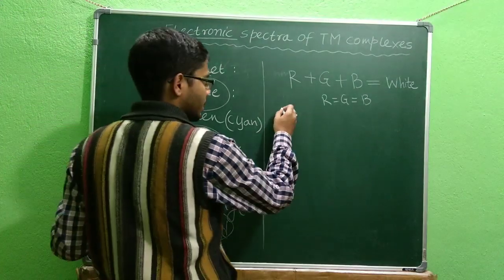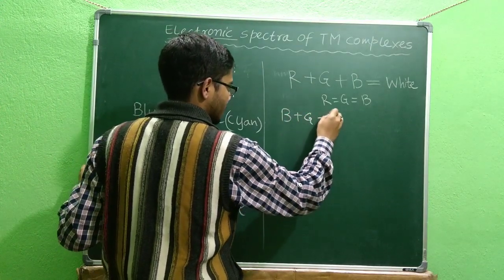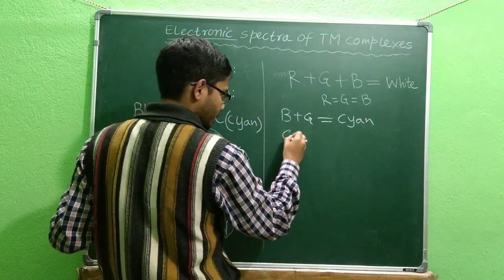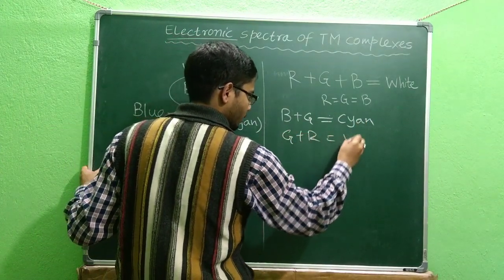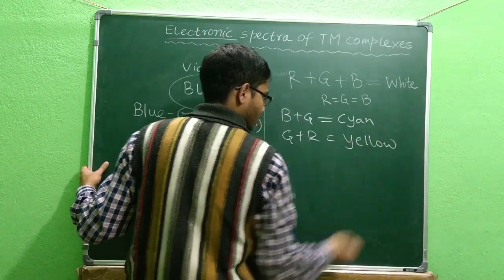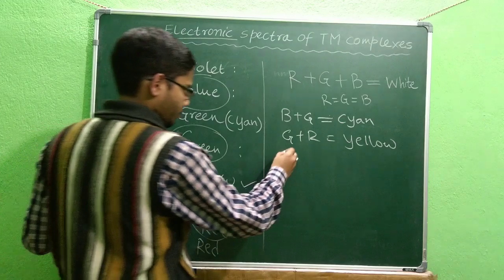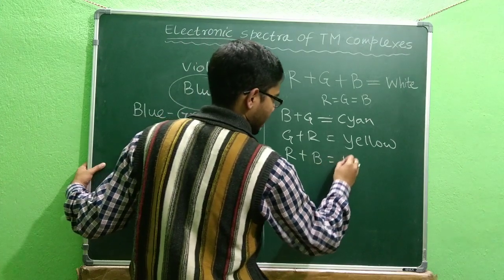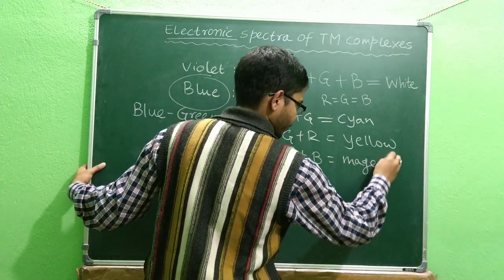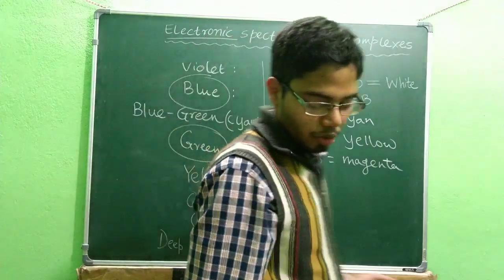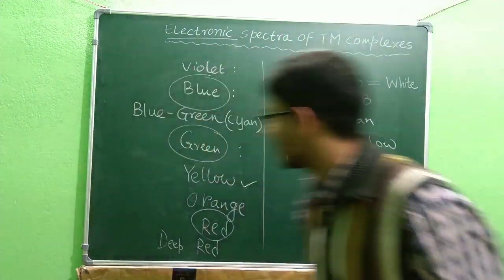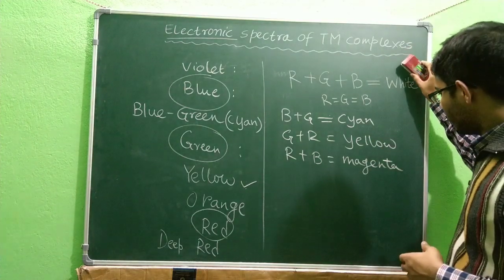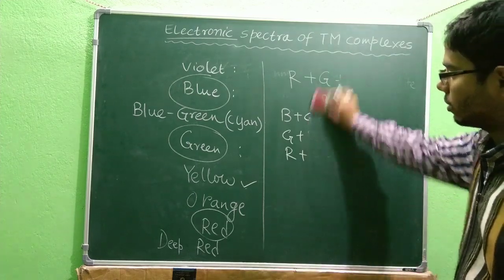So blue plus green will give you cyan. Green plus red will give you yellow. And red plus blue will give you magenta or purple. So this is one important aspect that you need to know. These are three basic colors and their combination. I hope you have noted it down if required. So I am rubbing it off.